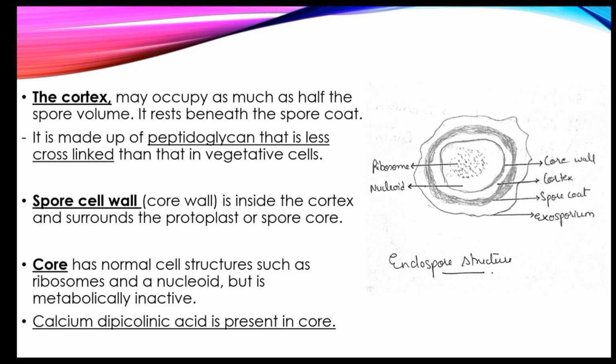The cortex may occupy as much as half the spore volume. It rests beneath the spore coat. It is made up of peptidoglycan that is less cross-linked than that in vegetative cells. Spore cell wall or coat wall is inside the cortex and surrounds the protoplast or spore core. Core has normal cell structures such as ribosomes and a nucleoid, but is metabolically inactive. Calcium dipicolinic acid is present in core.